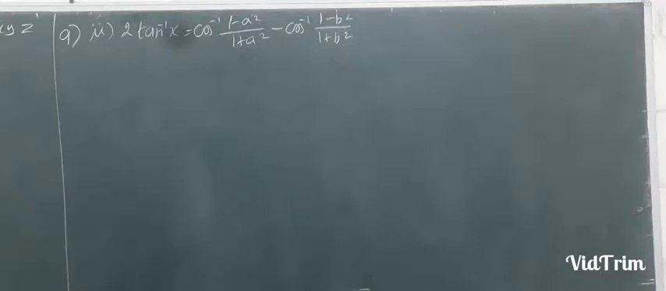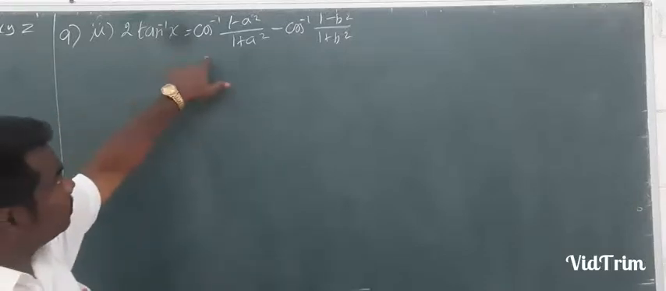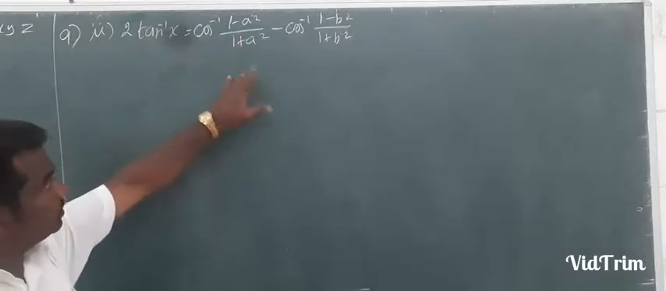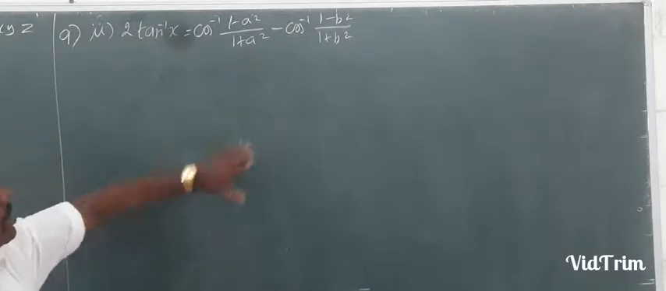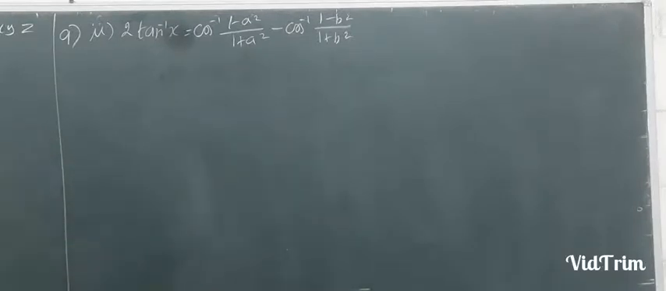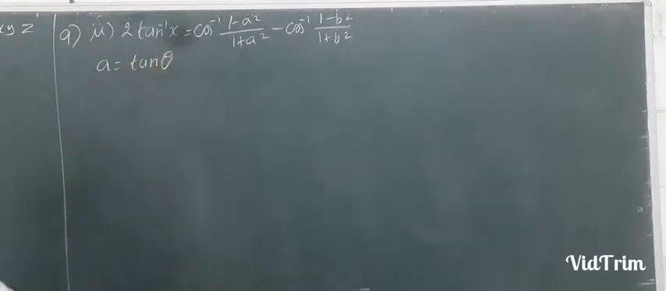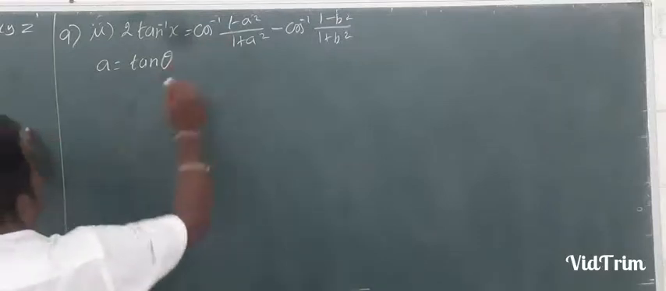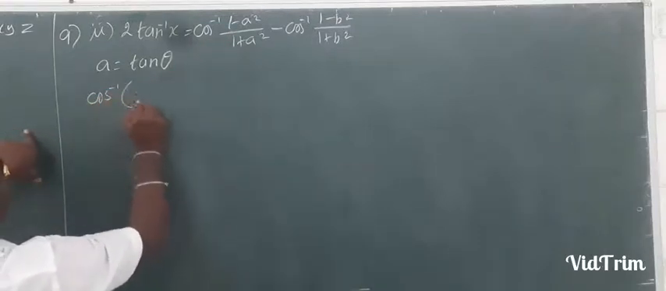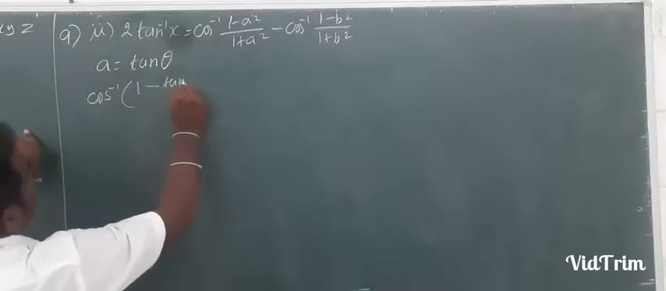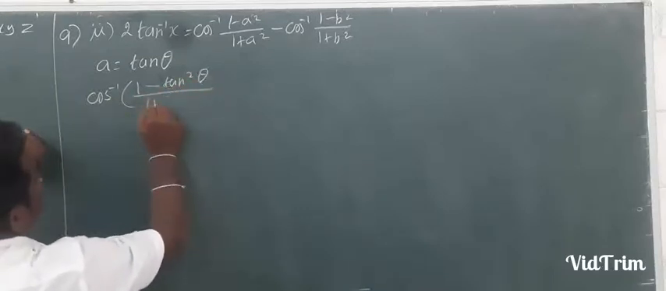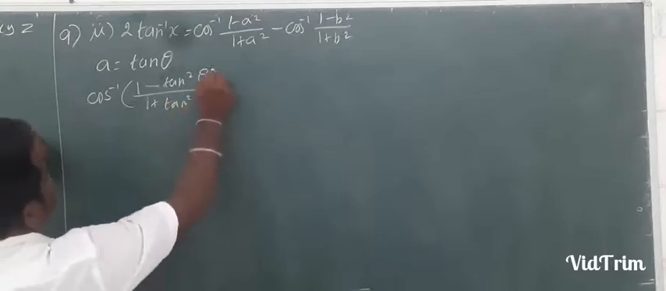9th sum, second subdivision. Solve: 2 tan inverse x is equal to cos inverse of (1 minus a squared) by (1 plus a squared) minus cos inverse of (1 minus b squared) by (1 plus b squared). Here we just apply the tan formula. First of all, I take a is equal to tan theta. Now you apply here cos inverse of (1 minus tan square theta) by (1 plus tan square theta).